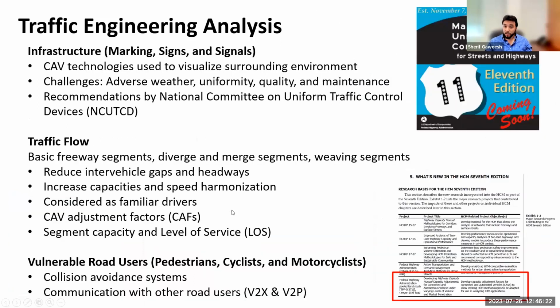For the infrastructure, markings, signs, and signals were investigated. The effect of CAV on these different traffic control devices was highlighted, in which the CAV technologies were investigated to show how they can visualize the surrounding environment to operate safely and efficiently. What are the different challenges with CAV technologies? For example, the low sun or glare, or maybe maintenance or non-uniformity of the different markings and signs provided across the US. What about how they are going to perform in adverse weather conditions?